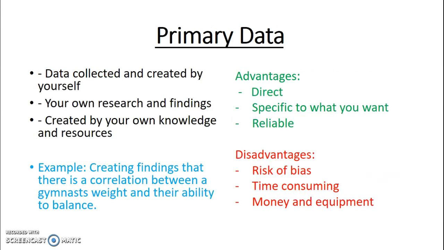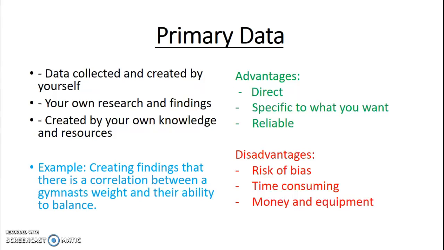Moving on from the actual study, so this is actually like data, the actual data that you get from these kind of studies. So primary data is the data collected and created by yourself, so data that you've actually come up with yourself. So it's your actual own research and findings. It's created by your own knowledge and resources, so you actually come up with it yourself. So you come up with the study experiment, how you collect it, how you analyze it, stuff like that.